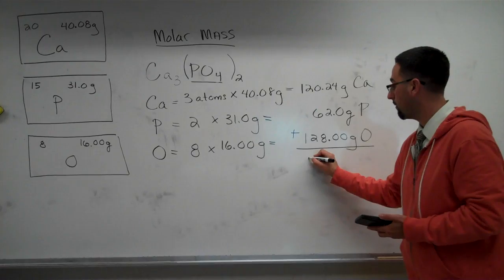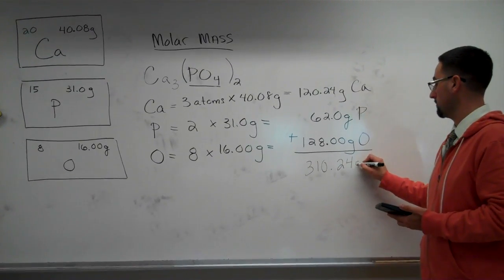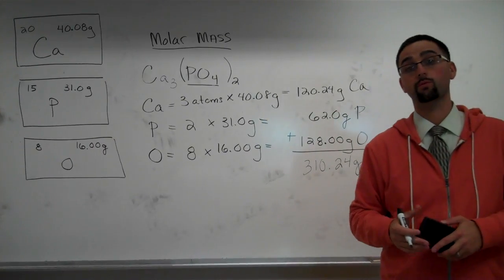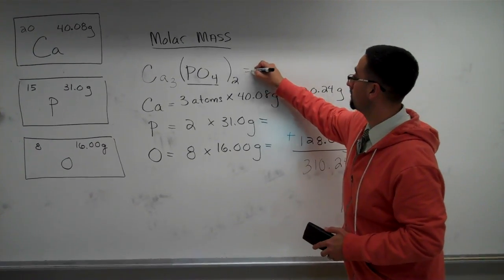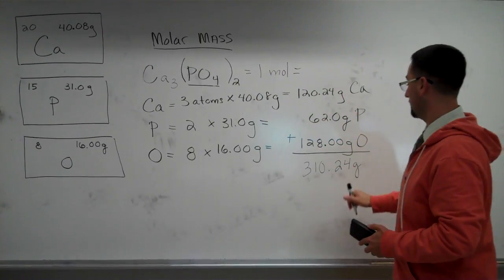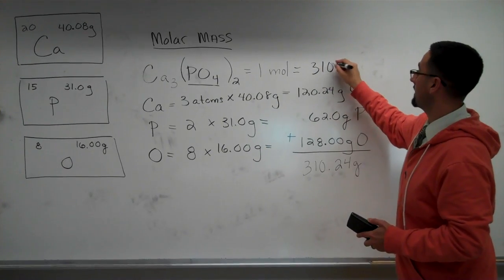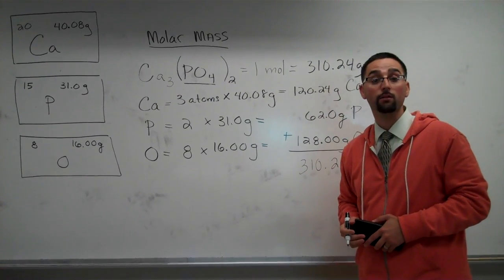And that's going to get us in the ballpark of 310.24 grams. So we conclude at the end of this is that 1 mole of calcium phosphate is 310.24 grams. And that's how you calculate molar mass.